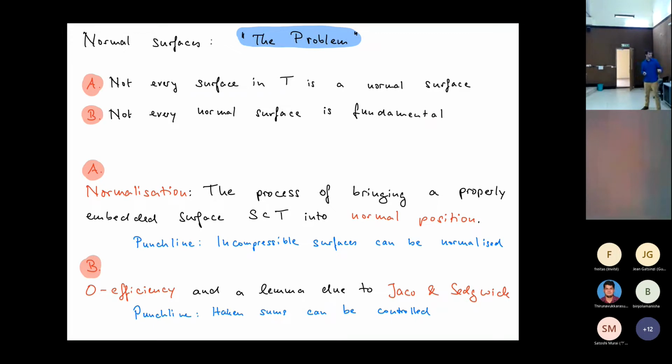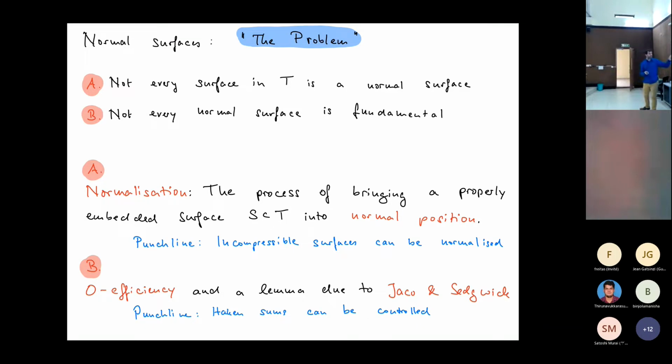So the first problem can be solved by something that's called normalization. So we start with a topologically embedded surface. We push it off the vertices. We make sure it's sort of transversal to the edges. And then you keep going, right? I'll come to that in a second. And the second issue is more severe.